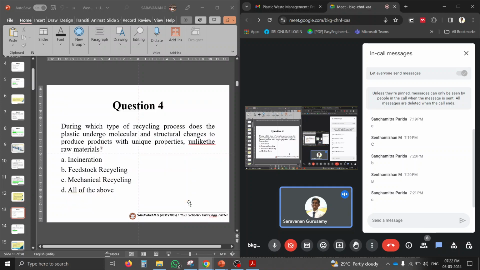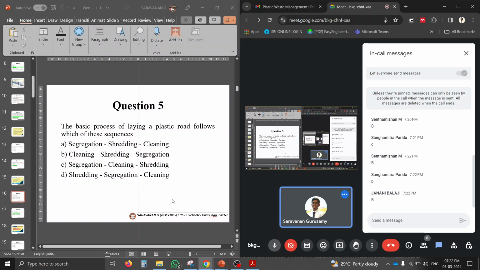Fourth question is, during which type of plastic recycling process does the plastic undergo molecular and structural changes to produce a product with unique properties, unlike the raw material? If it has the same property as the raw material, then it is called mechanical recycling. If it has a unique property, then it is called feedstock recycling. That is correct. But in incineration also, there is no product, only energy recovery.